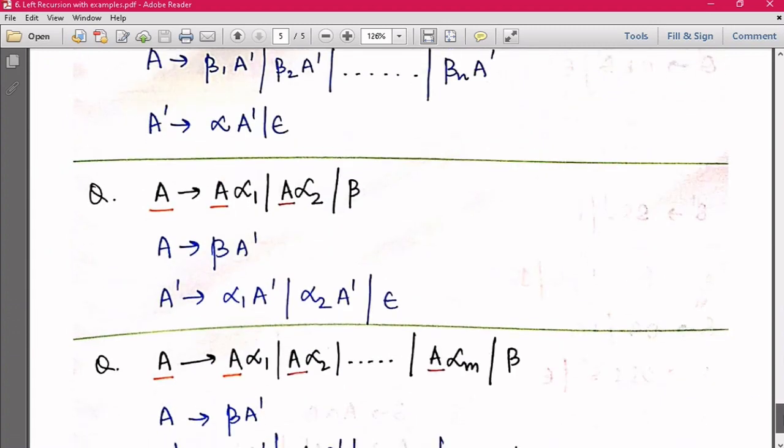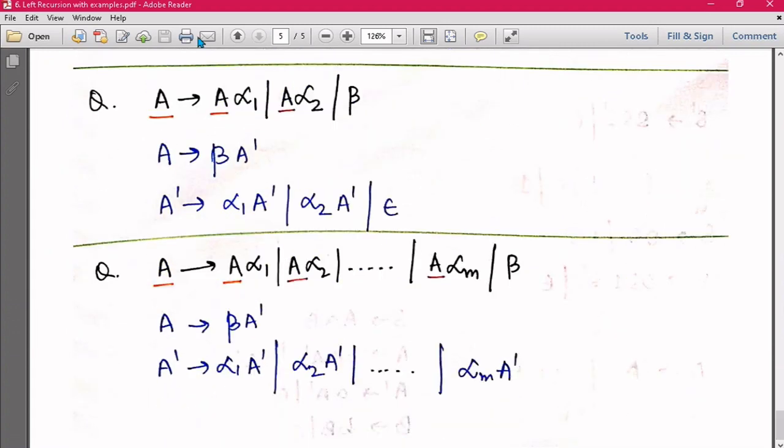And finally, some more examples, last two examples. A is producing A alpha 1 and A alpha 2 and beta. These two productions which I have underlined are having left recursion. So what I'll write, I'll identify the production which is not having left recursion. So A will produce beta, and new symbol I have introduced A dash, and A dash will produce what? What was ahead of A? Alpha 1. Alpha 1 A dash, and then alpha 2 A dash, and a new production that is epsilon.